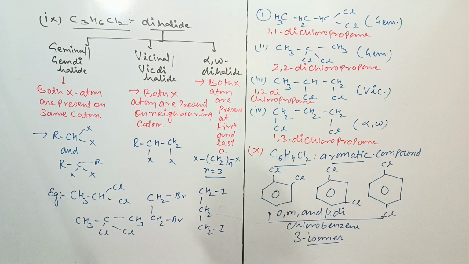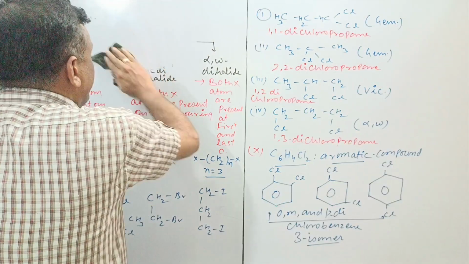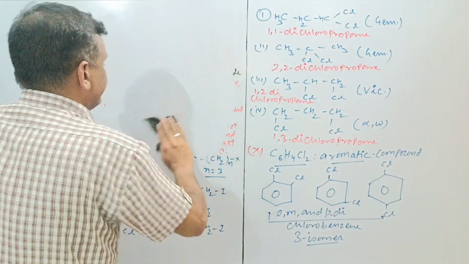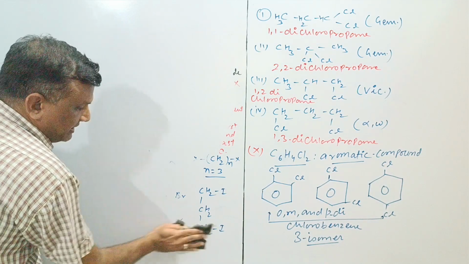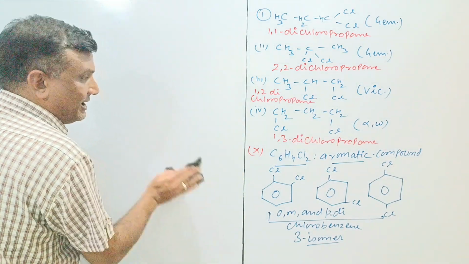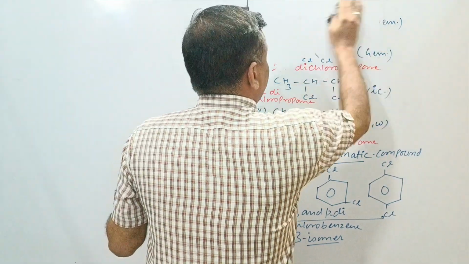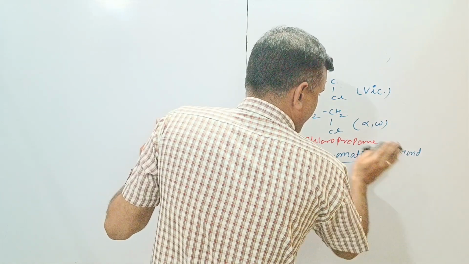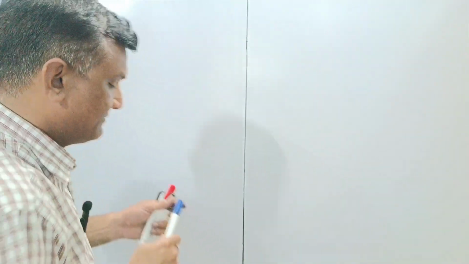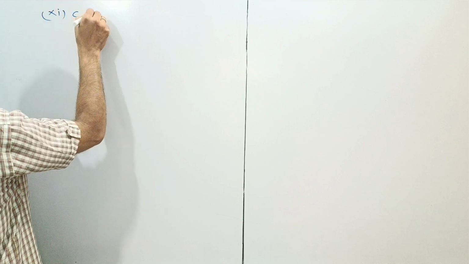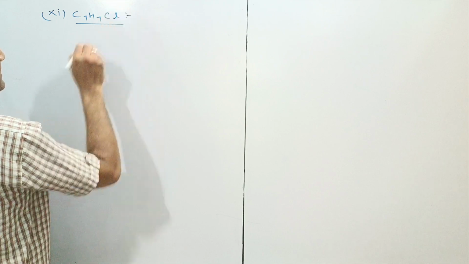Now it's time to discuss the further 11th compound, that is too important. Now the importance is increasing example by example. This question is also important for the 12th standard, not only 11th but also for the 12th standard regarding haloalkane and haloarene. So now I would like to go with the 11th compound. The 11th compound is C7H7Cl.